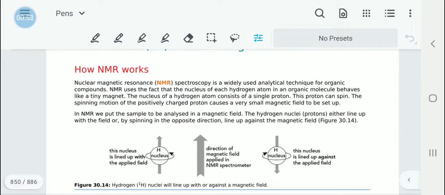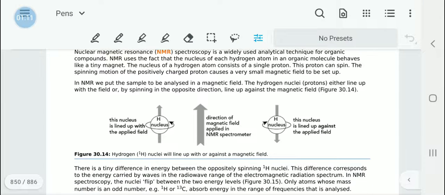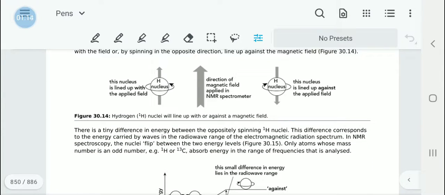So here what happens is each hydrogen atom of an organic molecule will behave like a magnet, because these single protons that are there can spin. This spinning positive charge generates a small magnetic field around it. So when a chemical is placed in another magnetic field, these H plus ions will either arrange in line with it, spinning in one direction, or arrange against it by spinning in the opposite direction.